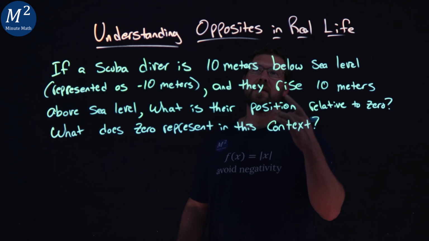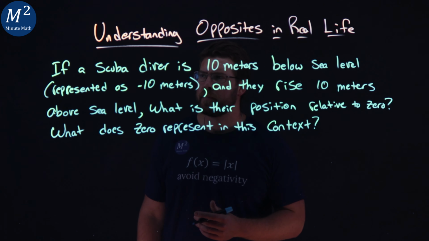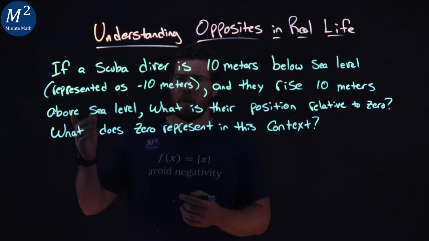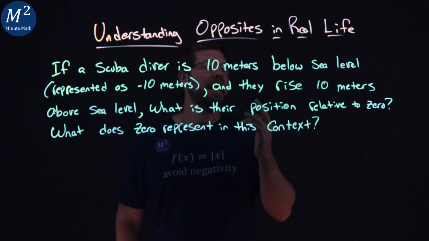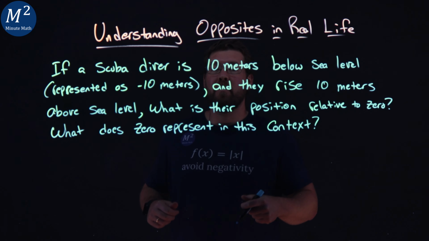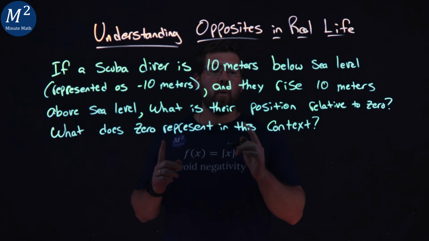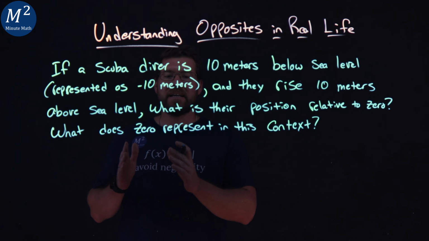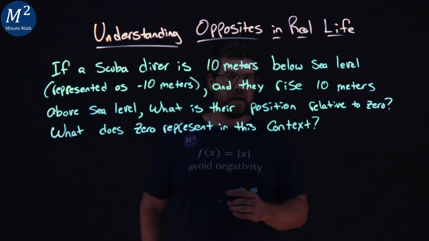Let's learn about understanding opposites in real life. If a scuba diver is 10 meters below sea level, represented as negative 10 meters, and they rise 10 meters above sea level, what is their position relative to zero? What does zero represent in this context?